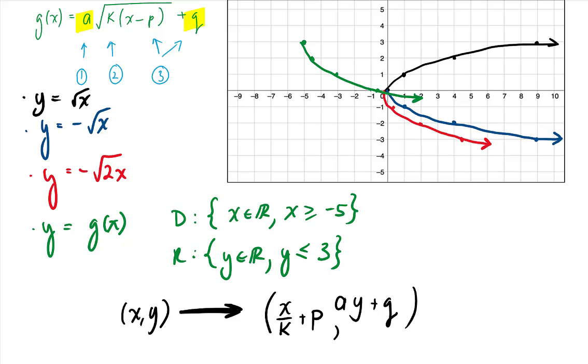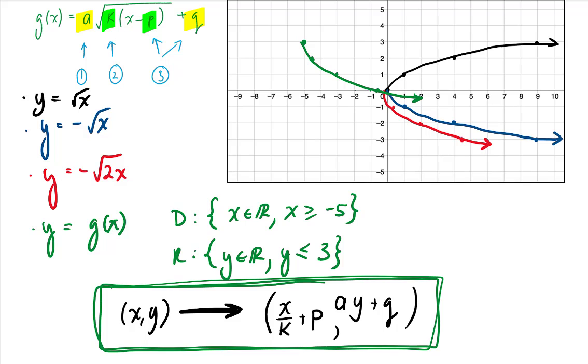Because remember, the a stretches or compresses vertically, the q moves up or down, so that affects the y. The k value stretches or compresses horizontally, and the p value moves the graph left or right, so those affect the x. So what we could do is simply take every point on the base graph and apply the transformations using the following formula. So let's try that for the next example.